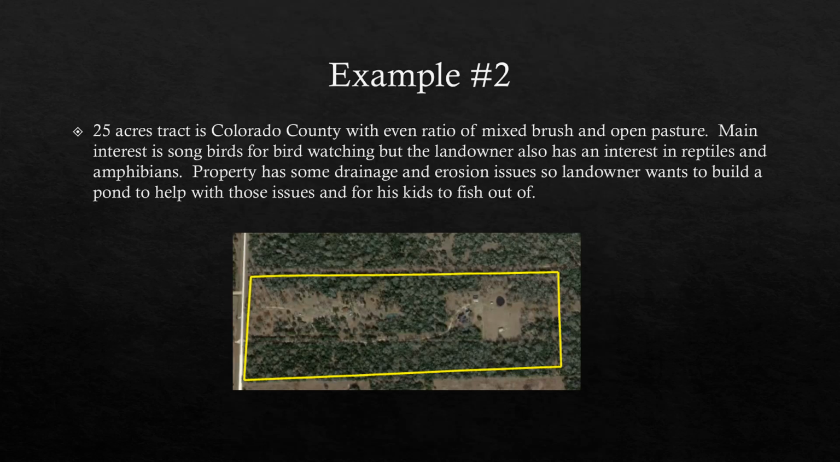And now we'll move along and do example 2. A 25-acre tract in Colorado County with even ratios of mixed brush and open pasture. Main interest is songbirds for bird watching, but the landowner has an interest in reptiles and amphibians. The property has some drainage and erosion issues, so the landowner wants to build a pond to help with those issues and for kids to fish out of. So you can see this is a different scenario here, smaller acreage, different interest. So we'll go through another plan here to show you how the plan would be completed to meet this scenario.